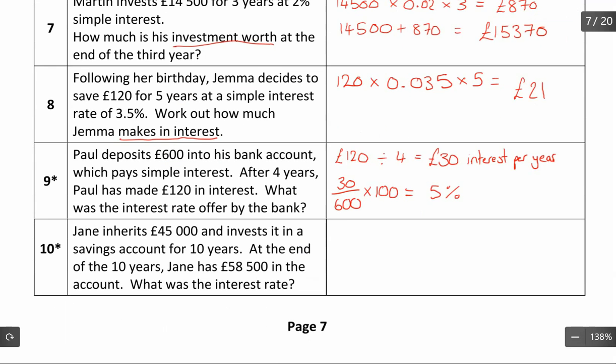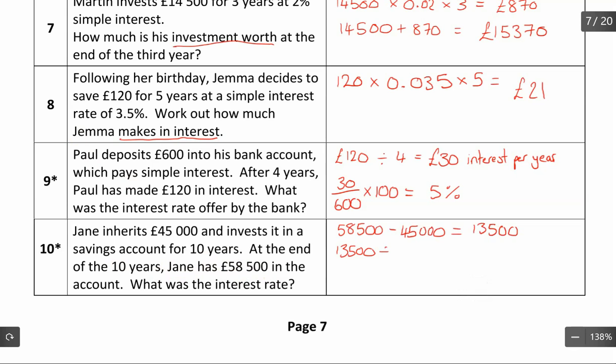And the final one, Jane inherits £45,000 and invests it in a savings account for 10 years. At the end of the 10 years, Jane has £58,500. So this is very similar to number 9, only rather than telling you the amount of interest she's earned, they've just told us the final amount. It's very easy to find out the amount of interest she's earned though. We just take away the original amount. So she has earned £13,500, and then we use the method that we've used in the question above.